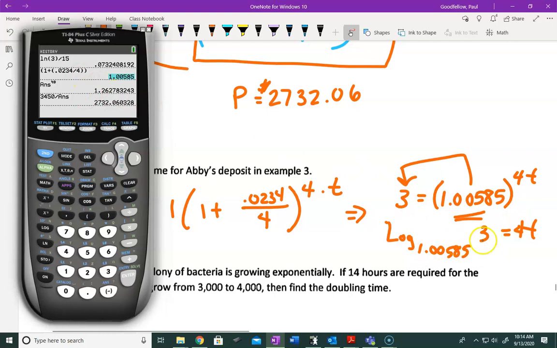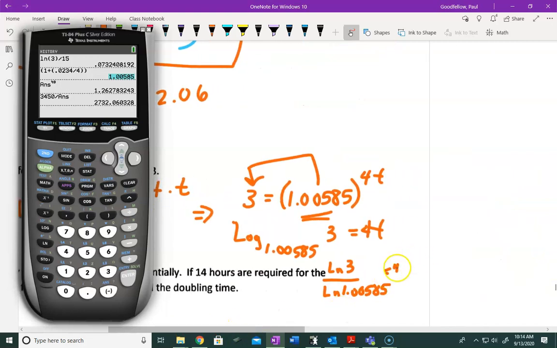And like I said, most of the time when you're trying to evaluate these logarithms, they're much easier to evaluate with an ln. So the ln of 3 divided by the ln of 1.00585 is equal to 4t. I'm going to move that over. 4t. And then ultimately, whatever this logarithm is, it seems to just be needed divided by 4. I don't know why my calculator's thinking here. Hold on. Got to go back down to the bottom.